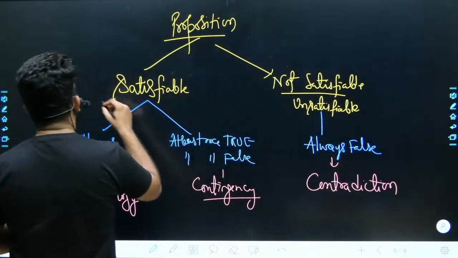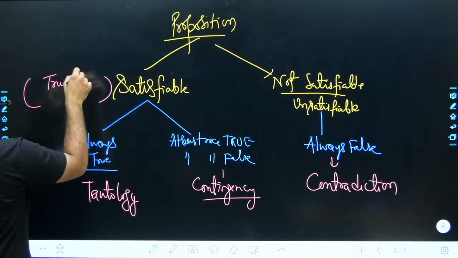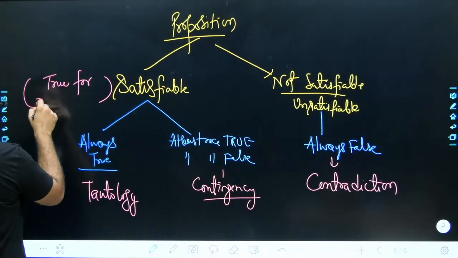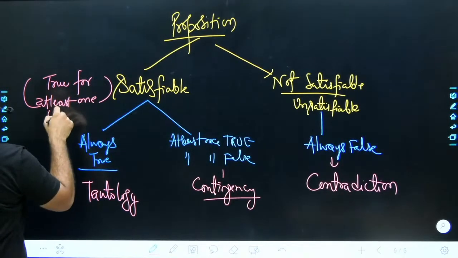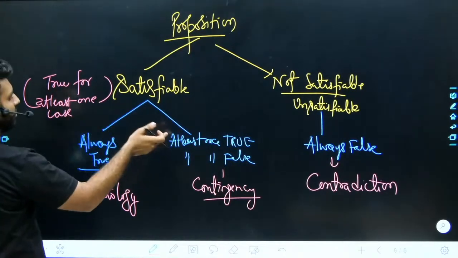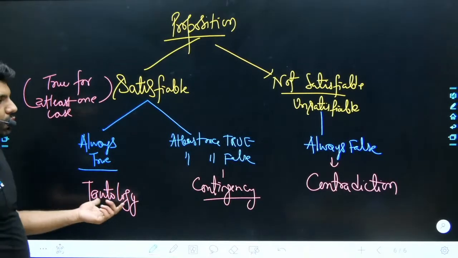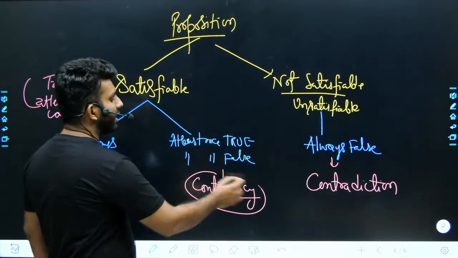So what does it mean? True for at least one case. If it is always true, then it's a tautology. So at least one true was there, and if it's not a tautology, then it's definitely going to be at least one false. Then that is called contingency.